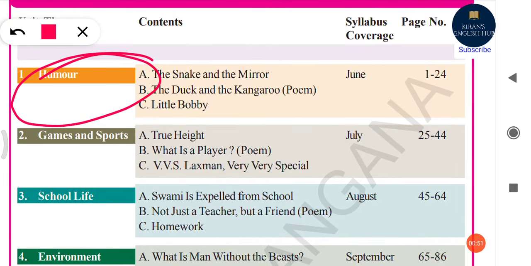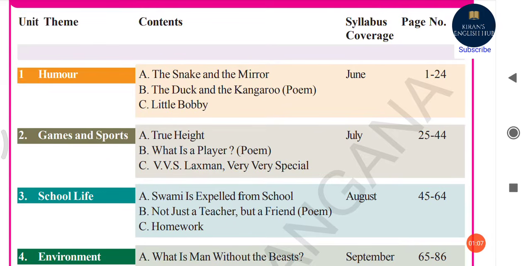The first unit's theme is humor. Humor, in the sense, is some type of comic presentation in a story, in a lesson or even in a poem, which usually gives us some type of pleasure when we listen to those comic stanzas or comic lines. That is also just like personification. In the figure of speech we call it personification, where this type of humor is produced when human qualities are given to animals or non-human things.